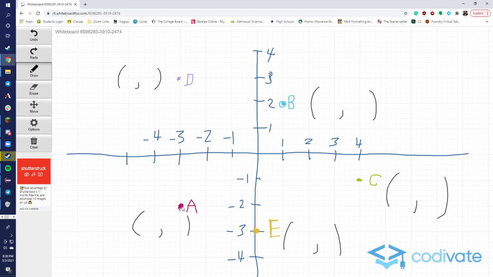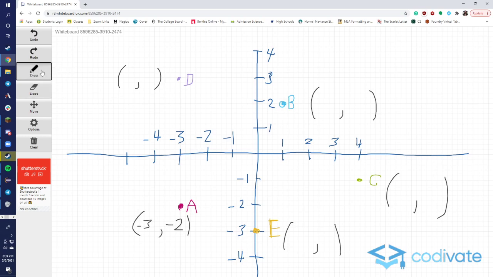So this A right here, we want to figure out what numbers I should write here to represent A. And you can think about it like this. You start from the middle, you go 1, 2, 3 to the left, that's negative 3. And then you go 1, 2, down, and down is negative, so negative 2. And that is how you would do that.